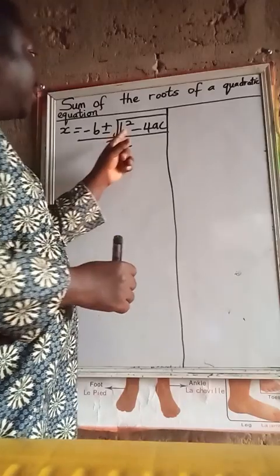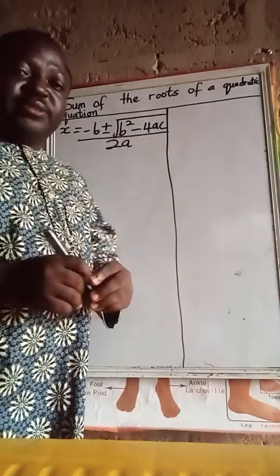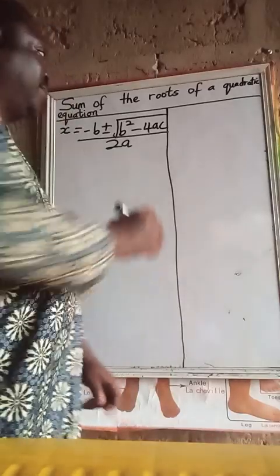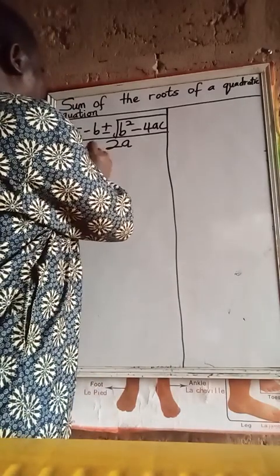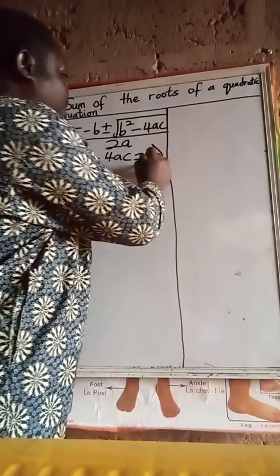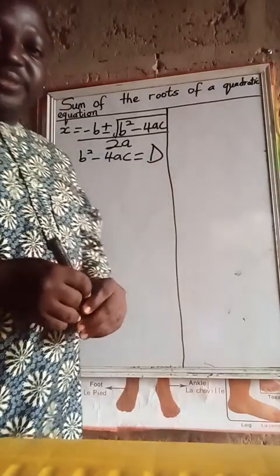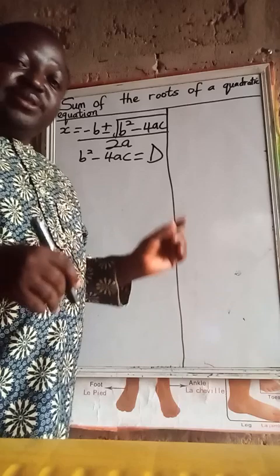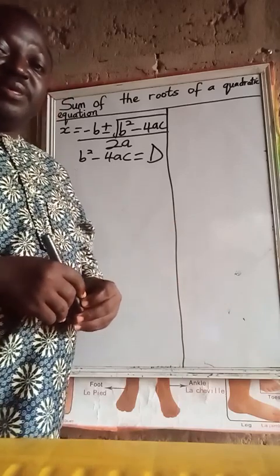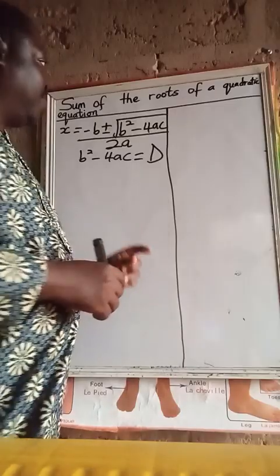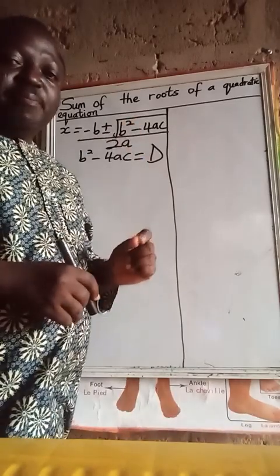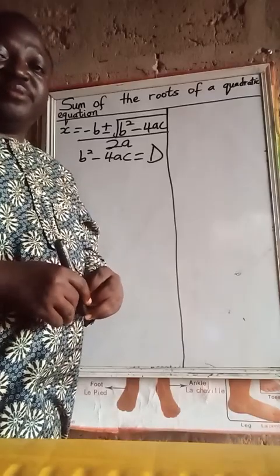Now take a look at this b squared minus 4ac. There is a particular name we call it in mathematics. So this b squared minus 4ac is called the discriminant. Why is it called a discriminant? This is because it tells us the type of roots a particular equation has.